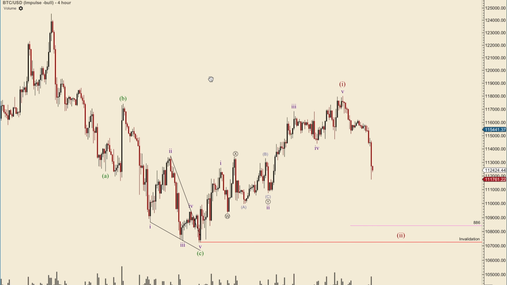We need to take a look now at this structure down and take it range by range. If this is an impulse down, for this to be a 2, we need to have a wave B. So we need to have 1, 2, 3, 4, 5, B, 1, 2, 3, 4, 5, and not hit the 886. And then we want an impulse up and then a retracement in order to have more confidence that we are looking at higher prices.